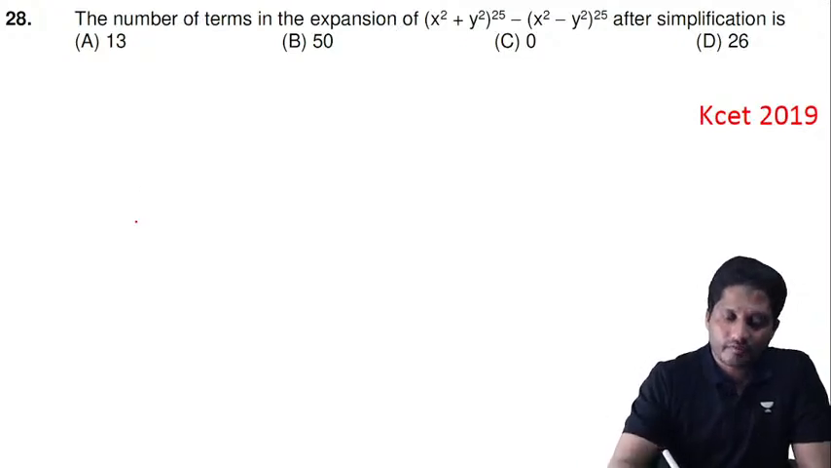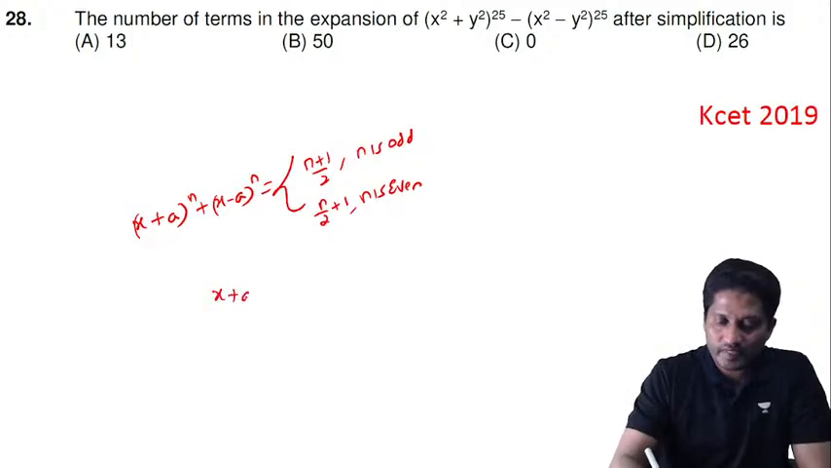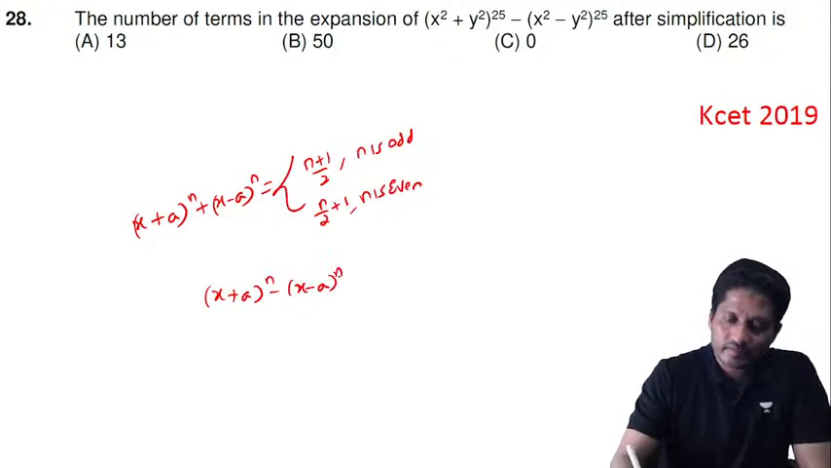See, this we did before as well. When you have (x plus a) power n plus (x minus a) power n, the number of terms in the expansion is (n plus 1) by 2 when n is odd, and n by 2 plus 1 when n is even. But when you have (x plus a) power n minus (x minus a) power n, it will be equal to (n plus 1) by 2 if n is odd, and only n by 2 if n is even.